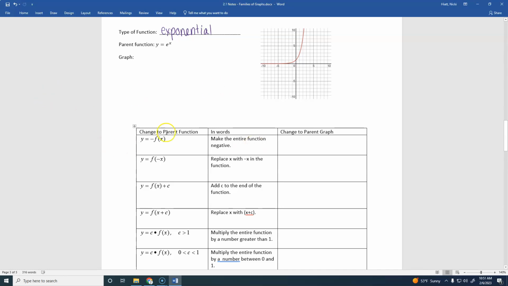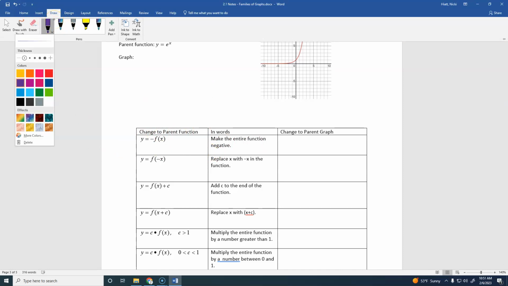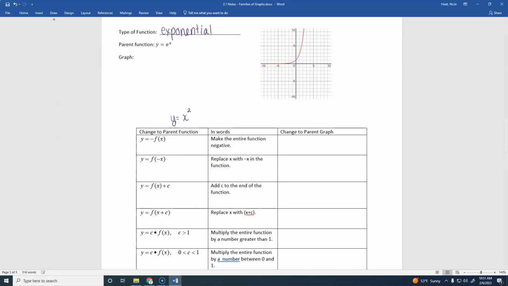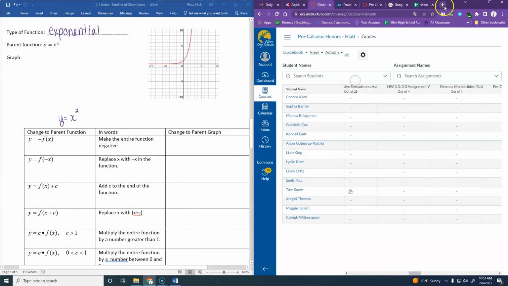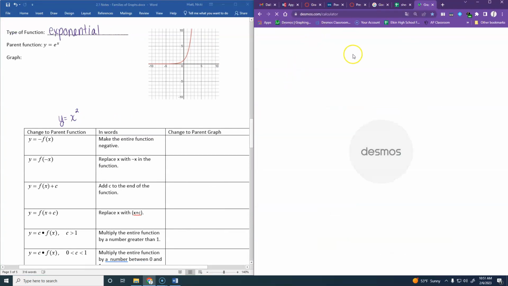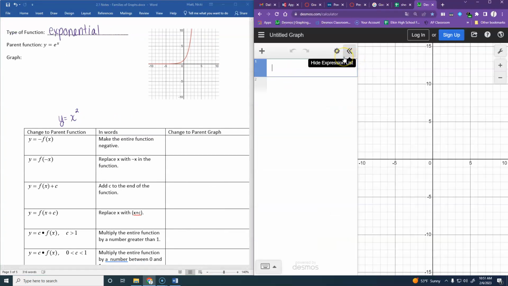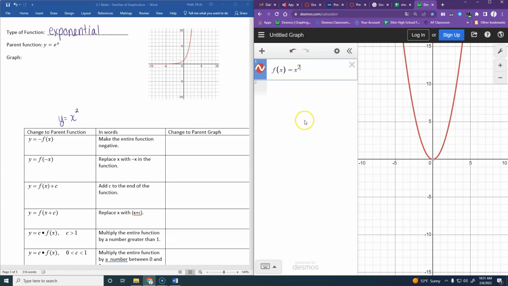So the rules that we're going to see. For these, I'm going to do an example for all of these with a parent function that is a quadratic, y equals x squared. All right? And I'm even going to pull up Desmos. It's helpful, don't get me wrong. I don't mean to be hating on Desmos because it's wonderful. But it's good to know how to use it and how to do it without it as well. So if I graph f of x equals x squared, all right, there's this. If I make the entire function negative, this is what it's going to look like. y equals negative x squared.